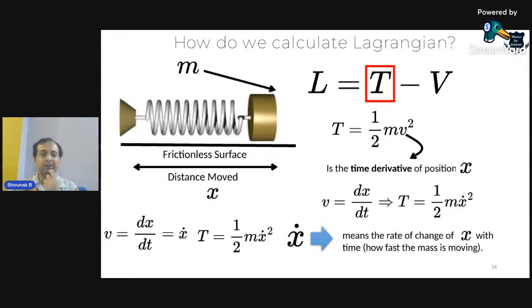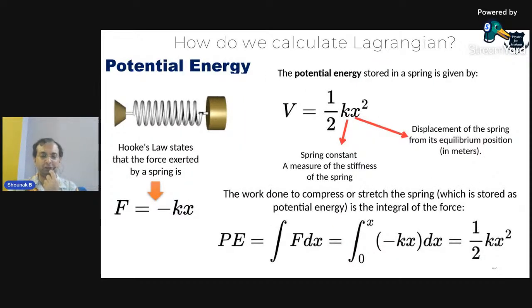Now you see, in a similar way we calculate the potential energy. In the case of a spring, if we apply Hooke's law, it is simple: F equals minus kx. So the potential energy stored is V equals half kx squared. And here you can see x is the displacement and k is the spring constant.